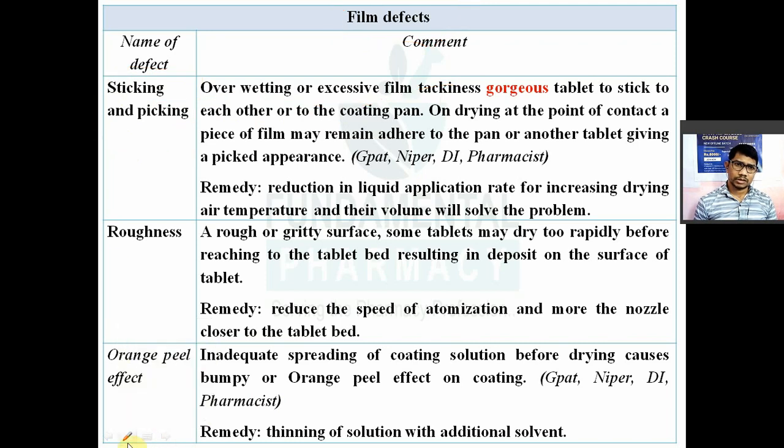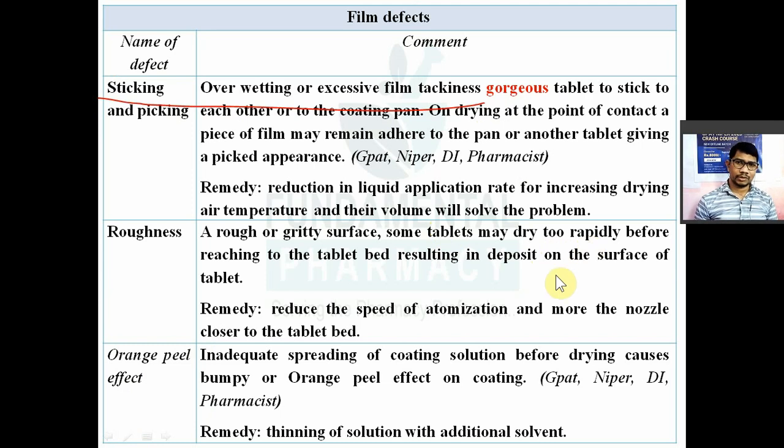ऑरेंज पील, नेक्स्ट होता है ऑरेंज पील, इसके ऊपर बहुत बार क्वेश्चन आ चुका है. सो व्हाट इज ऑरेंज पील? Inadequate spreading of coating solution before drying will cause a bumpy or orange peel effect on coating. ऑरेंज पील इफेक्ट क्या है?